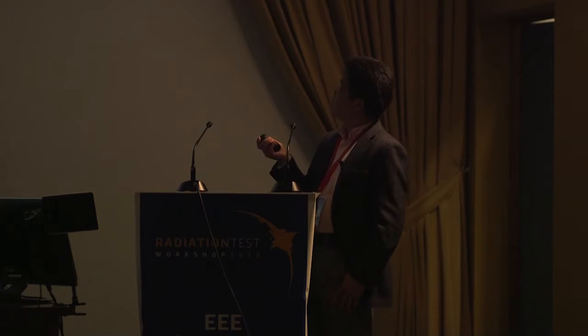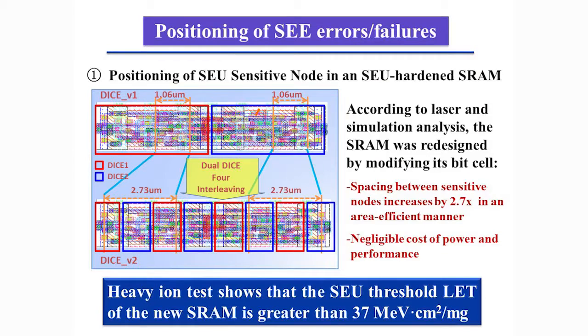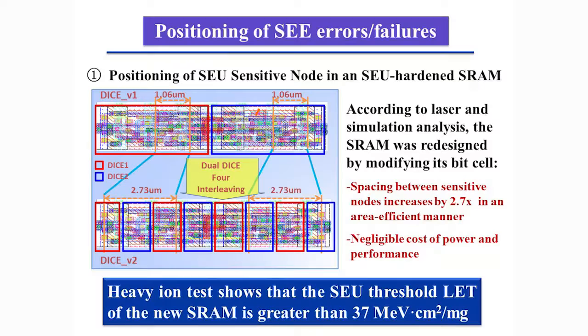After this, according to the laser and the simulation analysis, we redesigned the SRAM by modifying its bit cell. The main change is that the spacing between the sensitive nodes increased by 2.7 in an area efficient manner. After this, the heavy ion test shows that the SEU LET threshold of the new SRAM is greater than 37 MeV. So this uses the laser to position the SEU sensitive node.